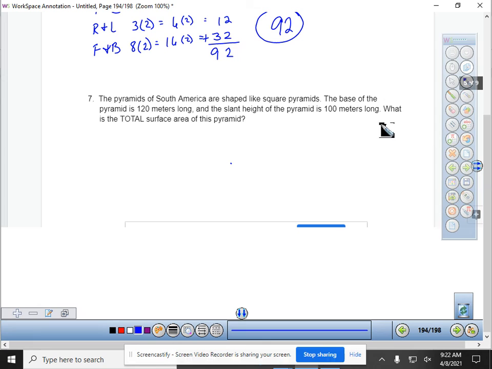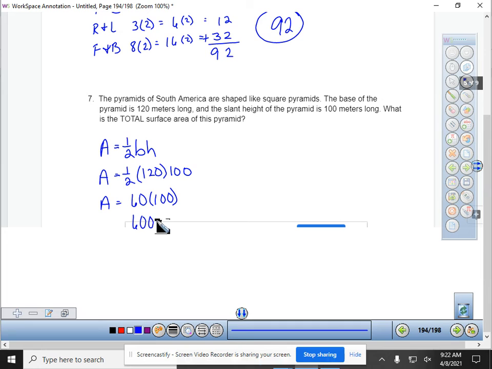Okay, I'm going to start working it and see how we did. First, it says, what is the total? I'm going to do the triangles first. 1/2 base times height. Did y'all do that? Yes, ma'am. So it's going to be 120 times 100, right? It's half of 120. 60 times 100 gives me 6,000. But there's 4. 24,000.